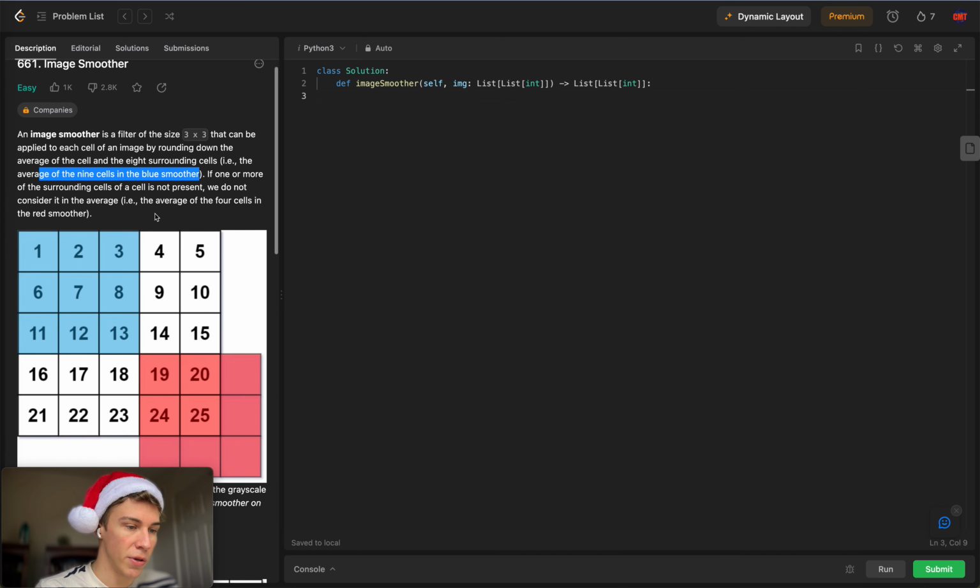If one or more of the surrounding cells is not present, basically if we're on a border, we do not consider it in the average. So the average is the sum of the cell values divided by the number of cells. There are many instances of borders: there's the border where there's only 4 cells present, and there's also a border where there's 6 cells present. If it's not on the corner, then it's the sum of all the cells divided by the number of cells, and the number of cells here is going to be 4.